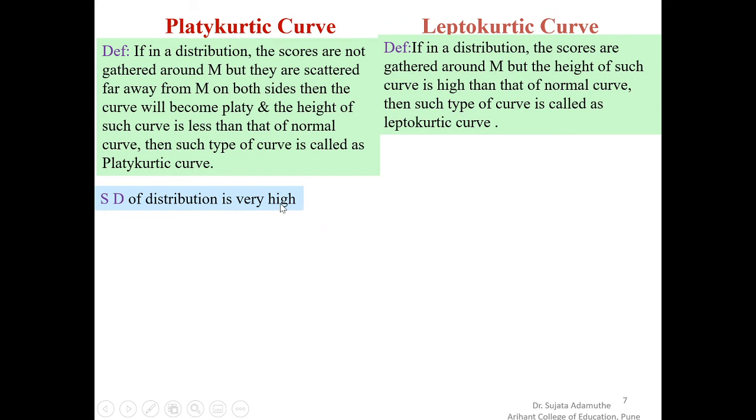Obviously, when the height of the curve is very less than the normal probability curve and it is distributed on both sides like this, the SD, if we calculate, will come high. That means there is a difference between M and the scores of the other students, right? On the other side, if we calculate the SD of the distribution, it will come very less.